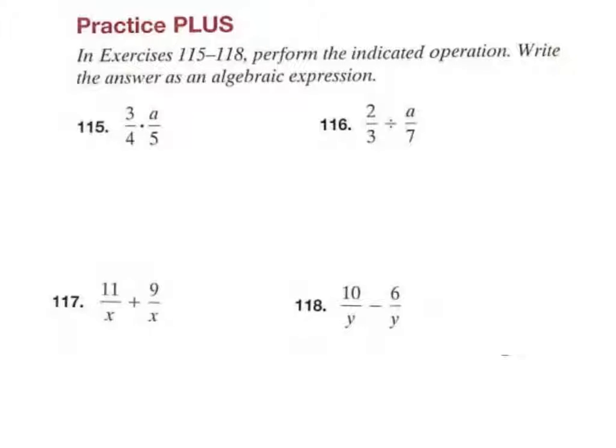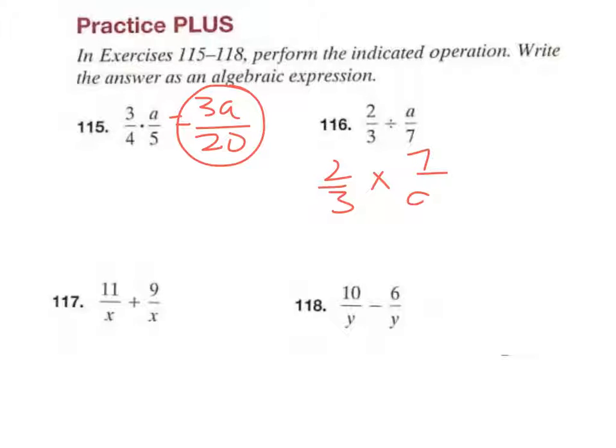And when we're multiplying, you just multiply straight across. So 3 times a is 3a. 4 times 5 is 20. And that is our answer in multiplication. Division, we do what's called a keep, change, and we flip the second number, or fraction. And then we do exactly what we did in multiplication. We multiply the 7 times the 2 and the 3 times the a. And we get that answer.